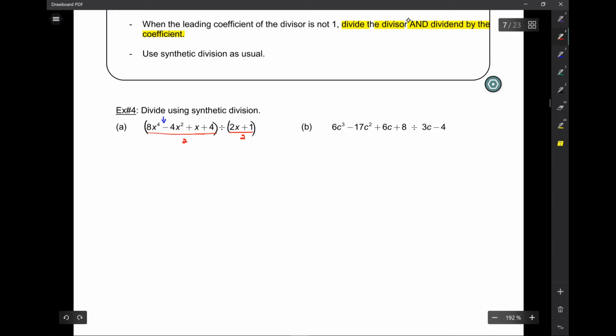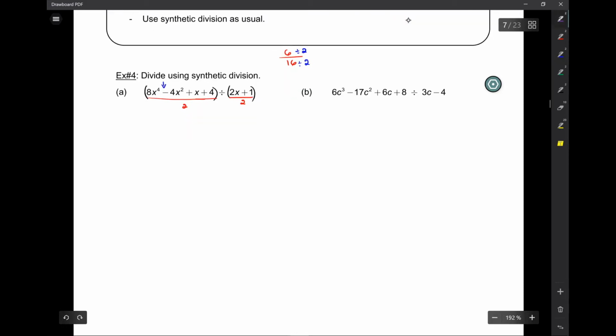Now you're saying, why are we dividing both by 2? Well, remember, this is something divided by something else. So suppose we had 6 divided by 16. Is it possible for me to just divide the numerator by 2 and not the denominator? Of course not. Whatever I do to the top, I have to do to the bottom. So that's why you have to divide both. So, when we divide this by 2, we get 4x to the 4 minus 2x squared plus half an x plus 2, divided by x plus a half.